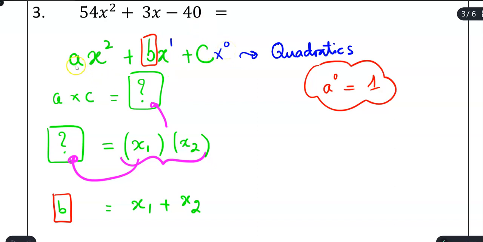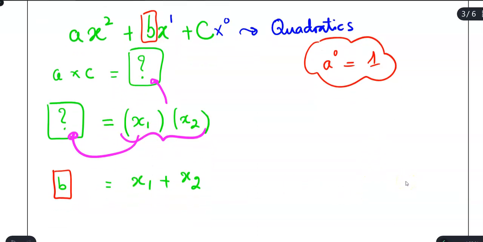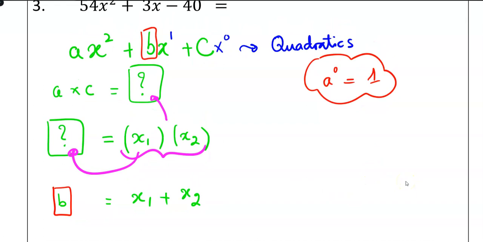Okay, so take the coefficient a times the coefficient c. a is the coefficient in front of x squared, c is the coefficient in front of x to the power of 0. So if you have this product, then you need to find two numbers that multiply to give you this product, and the same two numbers add to give you b. So let's follow that.